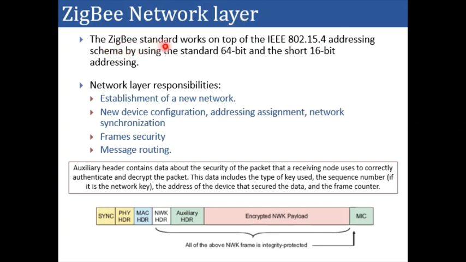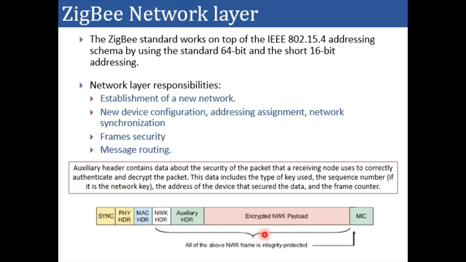The ZigBee standard works on top of the 802.15.4 addressing schema by using standard 64-bit or short 16-bit addressing. The network layer responsibilities in ZigBee are establishment of a new network, new device configuration, address assignment, and network synchronization. It is also responsible for frame security and message routing.